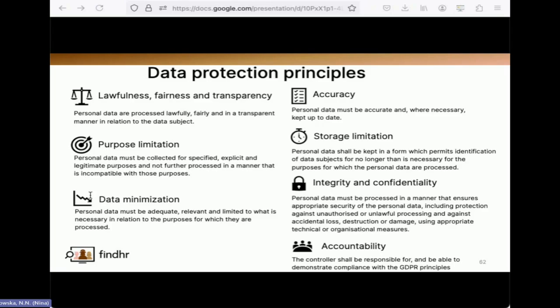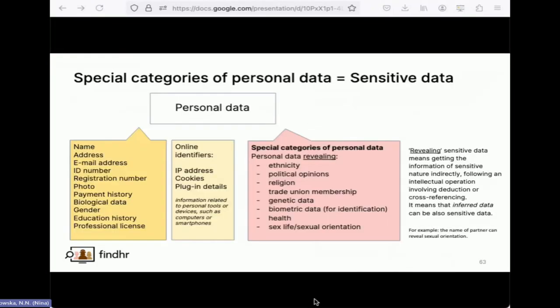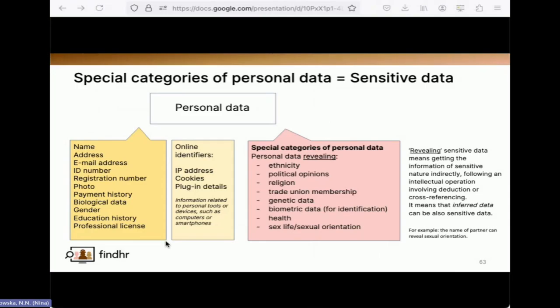And of course, all these principles apply to processing personal data, but within personal data, GDPR also distinguishes a subcategory, a special personal data that deserves more protection. This is the special category of data, also a very long legal term. So in other words, we can say sensitive data: personal data revealing ethnicity, political opinions, religion, trade union membership, genetic or biometric data, health, sex life, and sexual orientation.